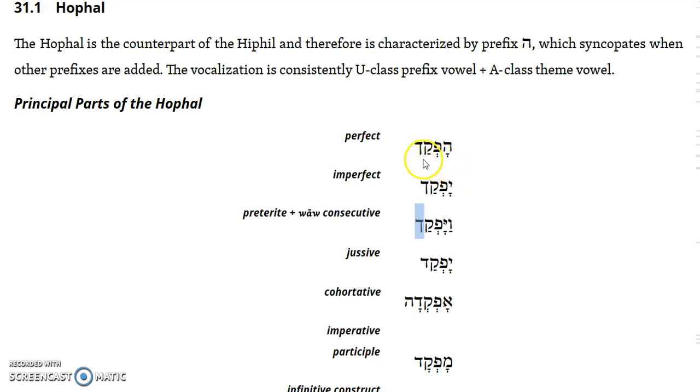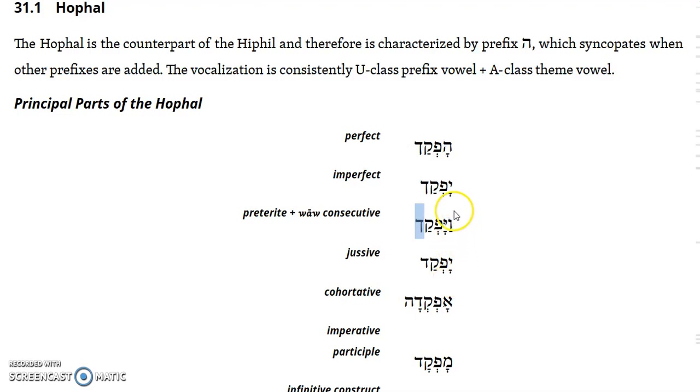That would be hofkad. There's a typo here. It should be a dalet rather than a final kaf. Anyway, pakad means to appoint. Hofkad would mean he was caused to be appointed. The imperfect would be yofkad, and then the same form with a vav consecutive.